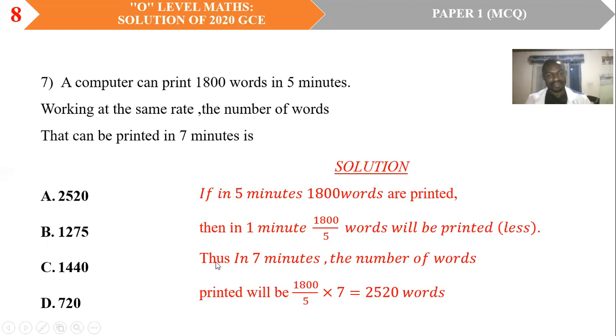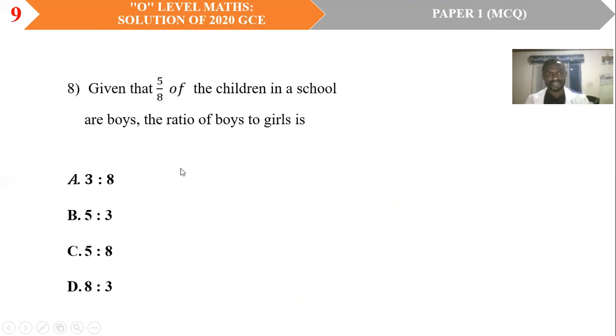So in 1 minute, 1,800 divided by 5 words will be printed, which is less. Thus, in 7 minutes, if we know the number of words printed in 1 minute, then we use that and multiply by 7 to know the number of words that will be printed in 7 minutes. That is 1,800 divided by 5 times 7, which gives 2,520 words. Answer A.